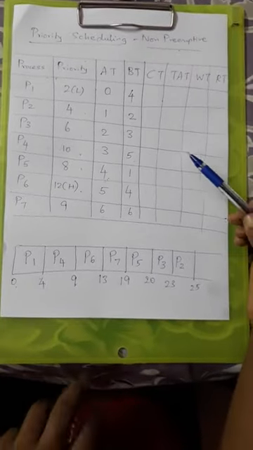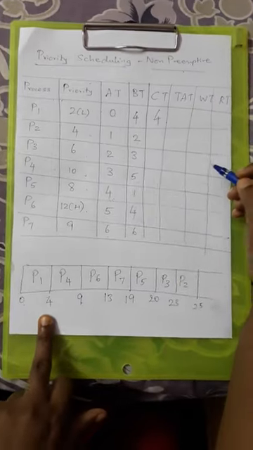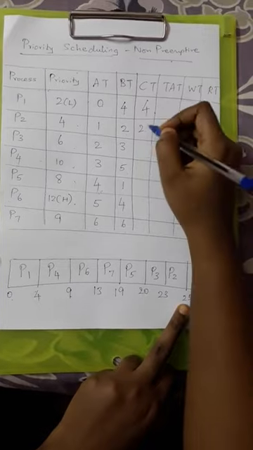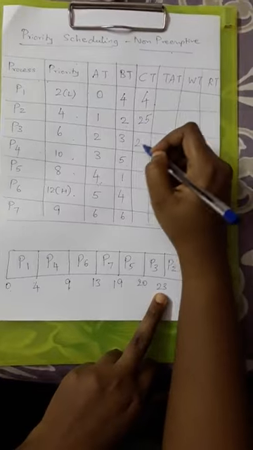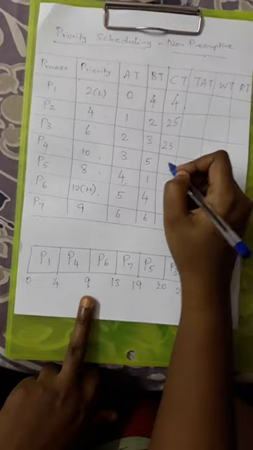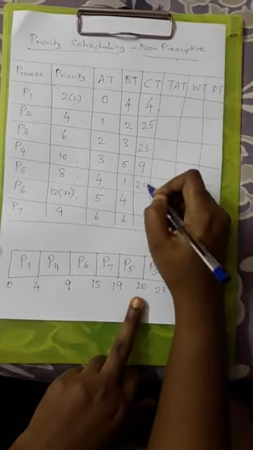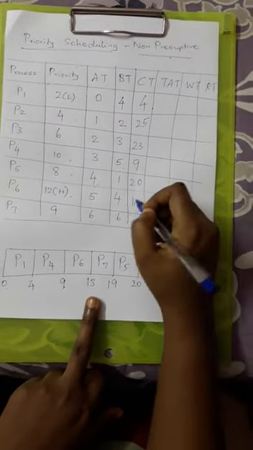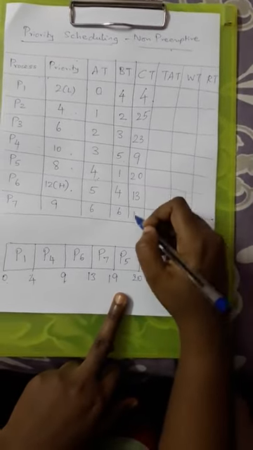For the completion time, for process P1 the completion time is the 4th millisecond. For process P2, the time at which the process completes is the 25th millisecond. For process P3, the completion time is the 23rd millisecond. For process P4, the completion time is the 9th millisecond. For process P5, the completion time is the 20th millisecond. For process P6, the completion time is the 13th millisecond. For process P7, the completion time is the 19th millisecond.